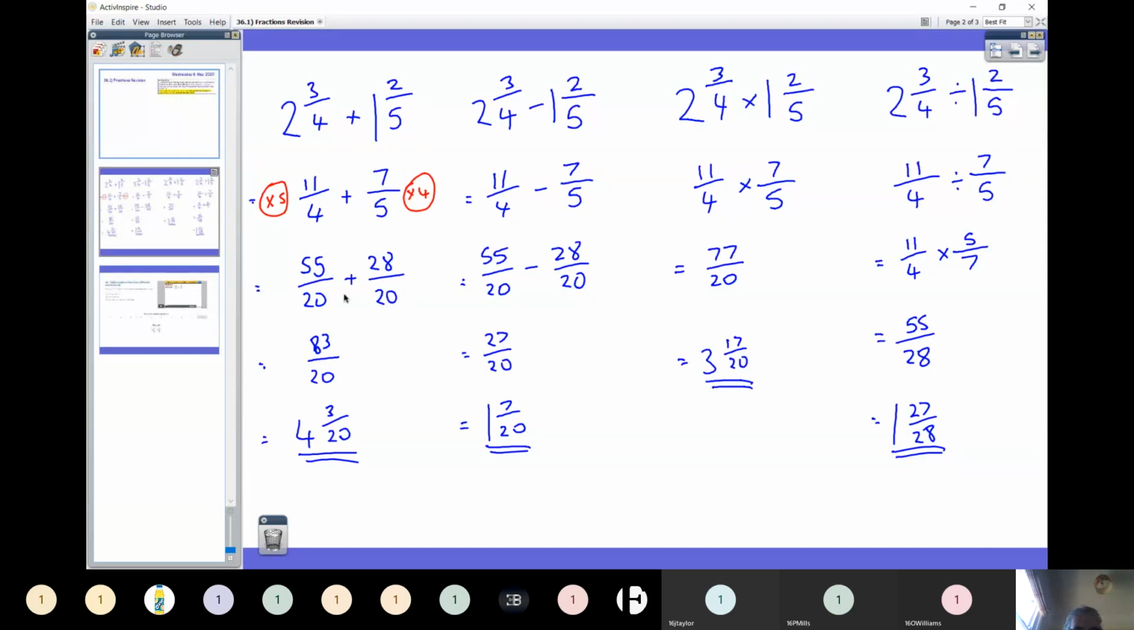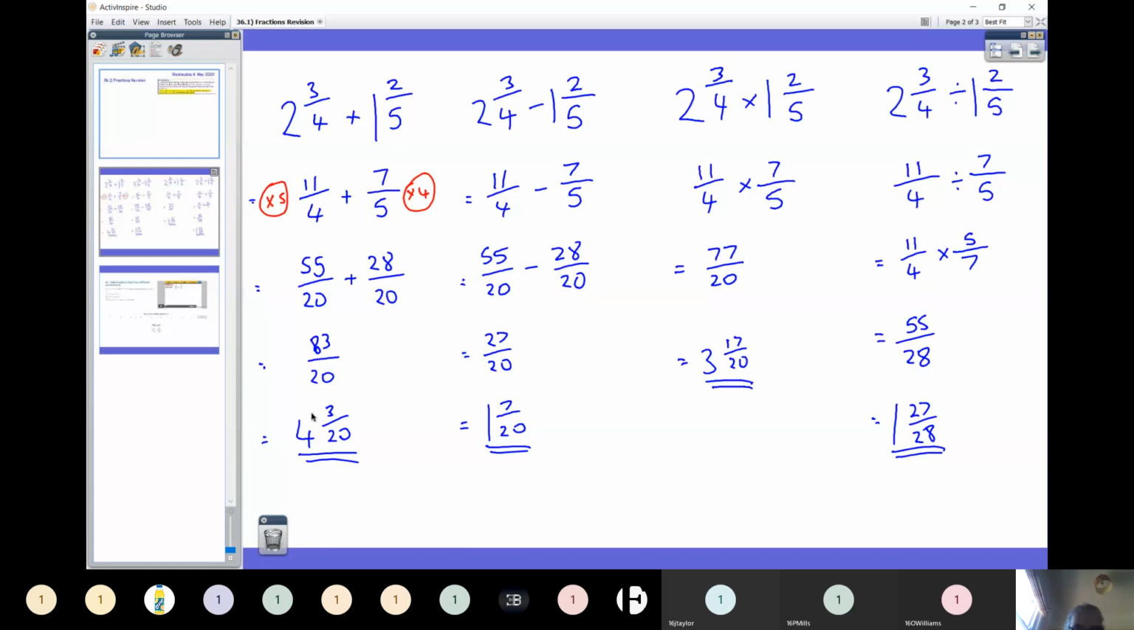Now, once we've got that common denominator, it's easy. You add the numerators. 55 add 28 is 83, and be careful, don't go and change the denominator, that's still 20ths. And then change back to a mixed number. I think with fractions questions, even if you're not asked to, if you start off with mixed numbers, give your final answer as a mixed number, so we can get 4 wholes out of 83 bits. That's using up 80 of them, so we've got 3 left over, so that's 4 3/20.